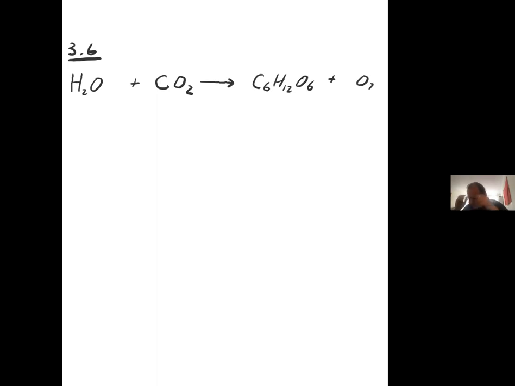But remember from the previous lecture that if it's an element all by itself, there are 7 diatomic elements. So if they didn't even tell you it's O2, they just said it's oxygen, you could still know that it's O2, right? Because the diatomics were these.